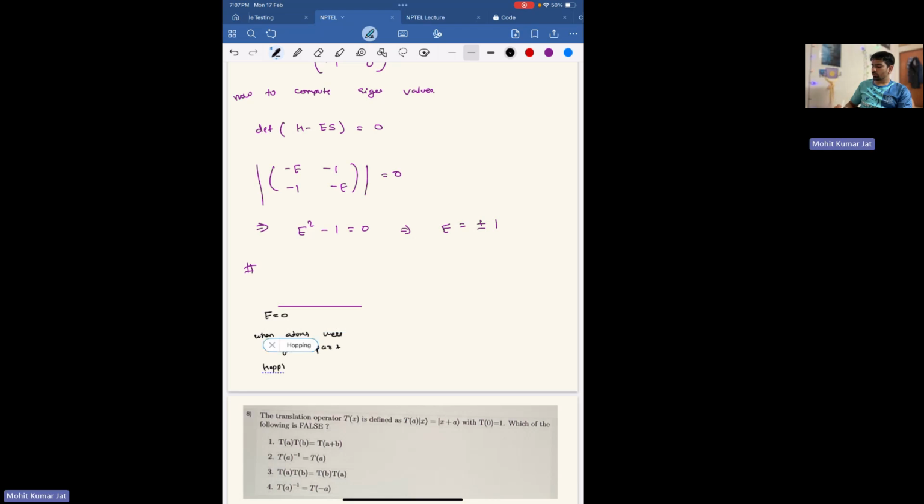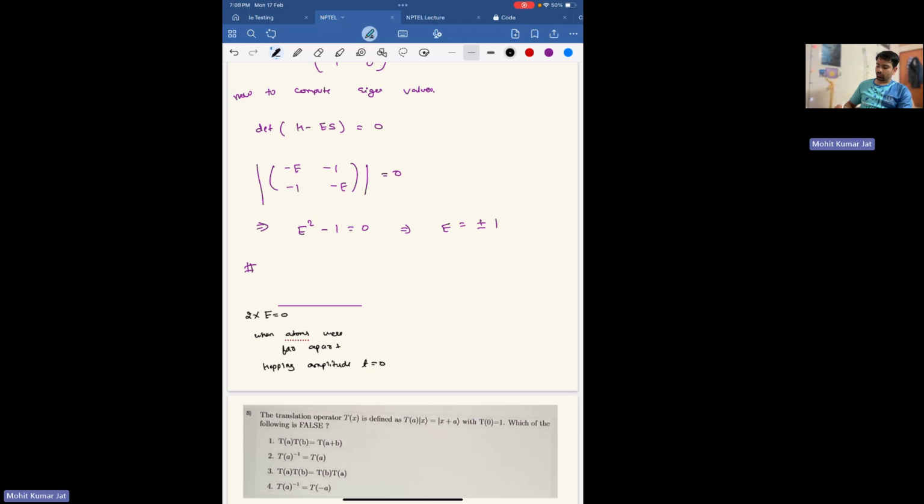Hopping amplitude equals 0. That's what the hopping amplitude T equal to 0 means: the atoms are very far apart and the electron cannot jump from one state to another. But after doing it, it gets split into two. So the total energy will be 2 times E, right?